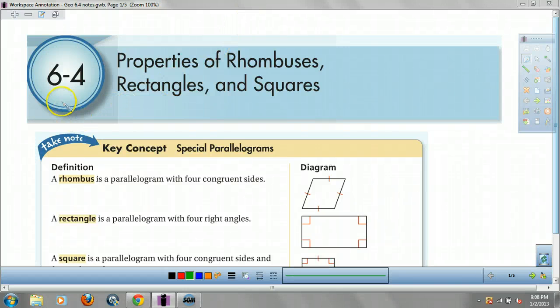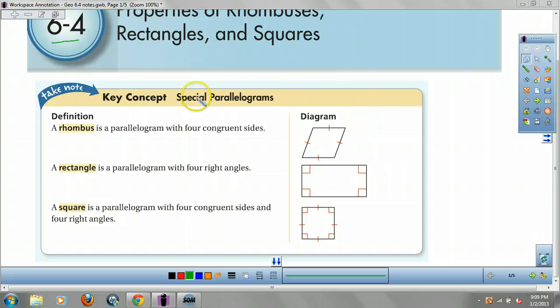Today we are going to be looking at 6.4 properties of rhombuses, rectangles, and squares. First thing we got to look at are these three special parallelograms. They're all different types of parallelograms, guys. Each one of these is a parallelogram, but with another special property.